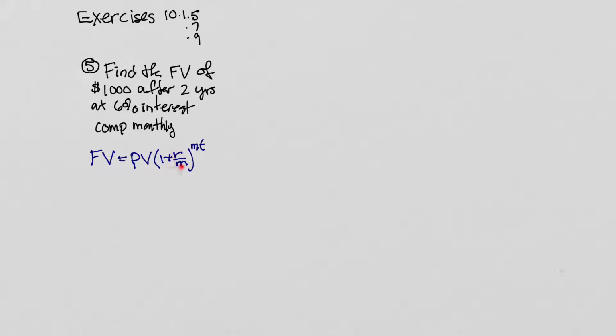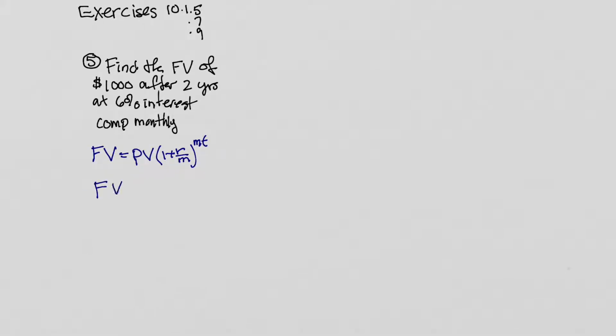Now, r over m, this is just i, the interest per period, and mt is the number of payment periods. Let's fill in the numbers we know. FV, that's what we're looking for, equals 1,000 times 1 plus r, which is 0.06, 6% compounded monthly, that's 12 times a year, raised to the 12 times 2 years.